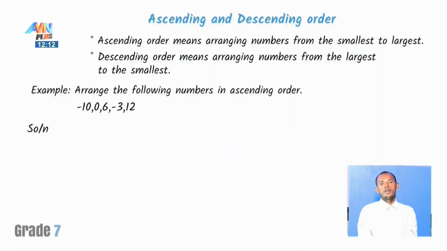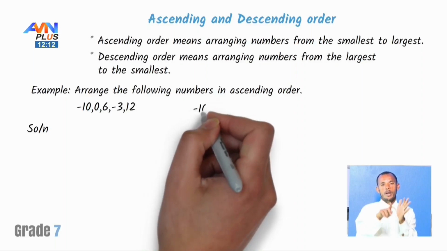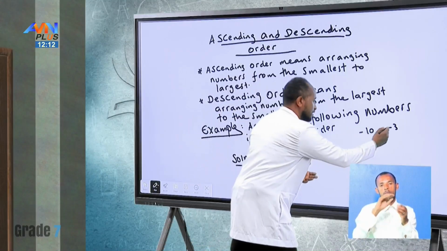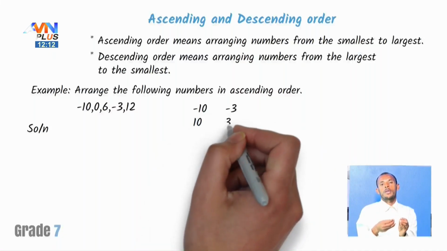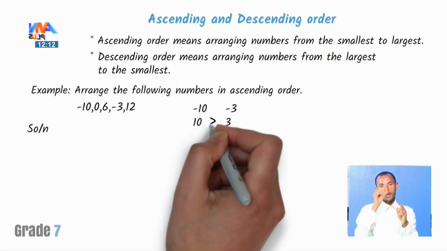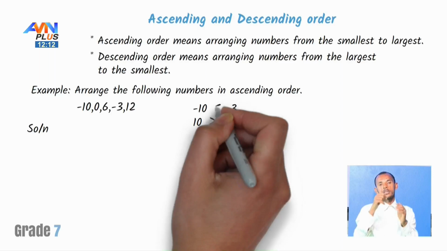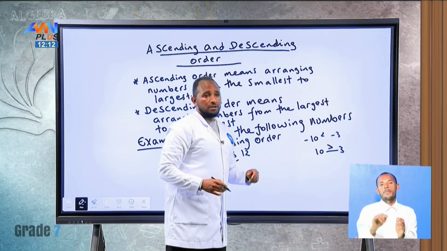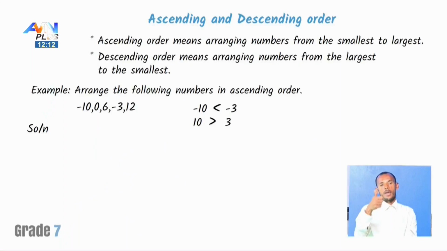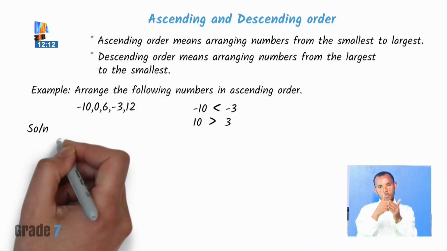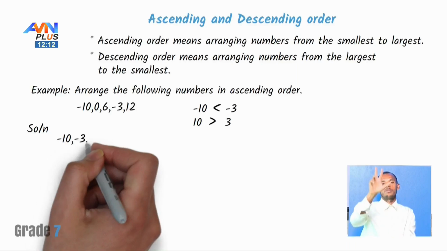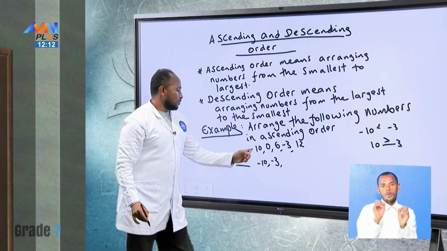Okay, let's compare it. Minus 10 and minus 3. So when you compare two negative numbers, forget the negative sign, compare the positive. When you compare, this 10 is greater, so minus 10 is small. Therefore, the smaller of these two numbers is negative 10, so negative 10 is the smallest of all numbers. So next to that is negative 3.